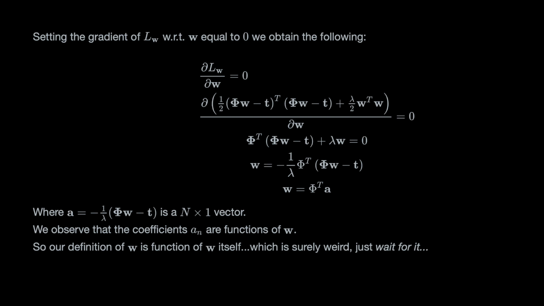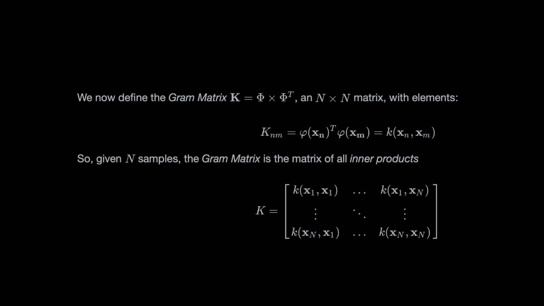We observe that the coefficients a_n are functions of w. So, our definition of w is a function of w itself, which is surely weird. Just wait for it. We now define the gram matrix capital K, which is an n by n matrix. So, given n samples, the gram matrix is the matrix of all inner products. This will come in handy in a few seconds.